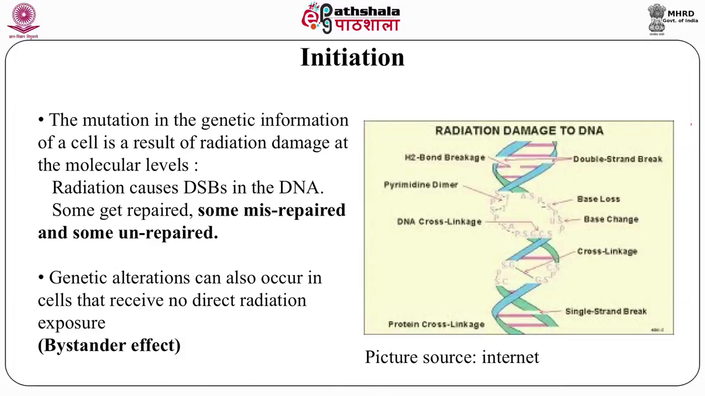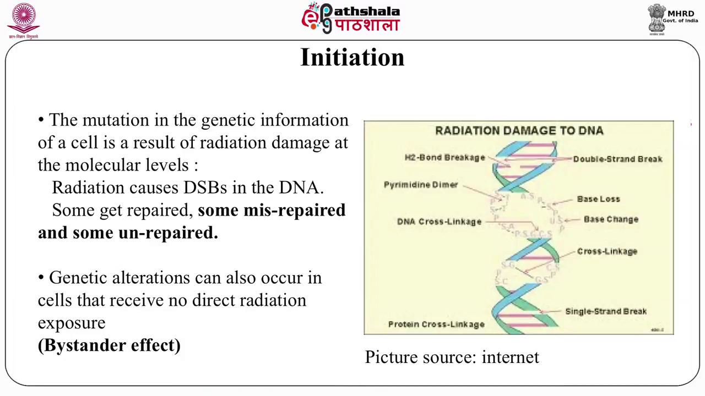Now, what is initiation? The mutation in the genetic information of a cell is a result of radiation damage at the molecular level. For example, what kind of damage at molecular levels? Radiation can cause single-strand breaks and double-strand breaks in the DNA. Generally, it is supposed that it is the double-strand breaks that are responsible for the later development of carcinogenesis. Now, all these damages, whether single-strand breaks or double-strand breaks, get repaired. Some get misrepaired and some remain unrepaired. It is the unrepaired or misrepaired damages on the DNA that may later lead to carcinogenesis.